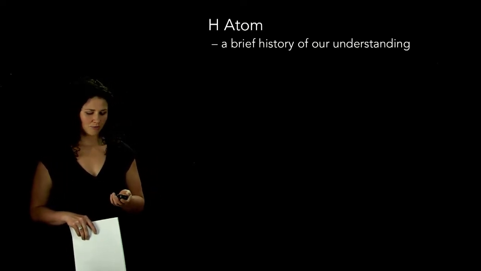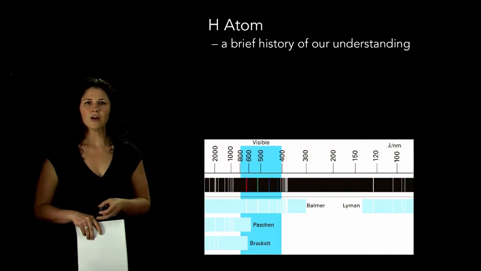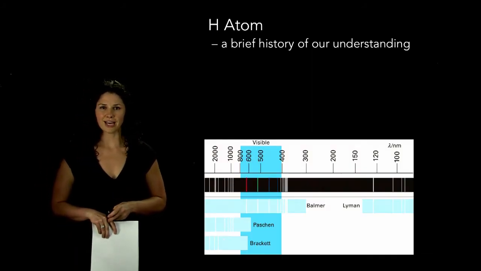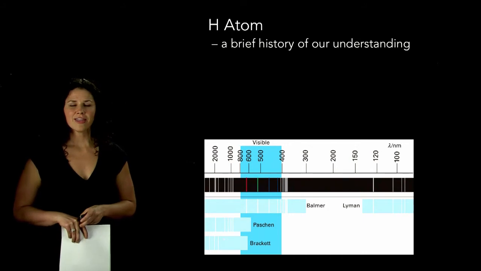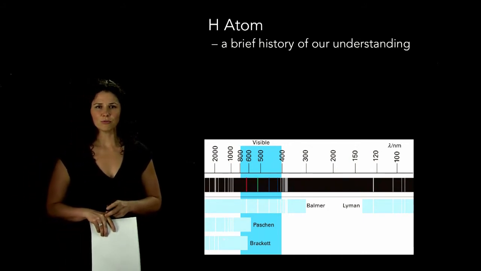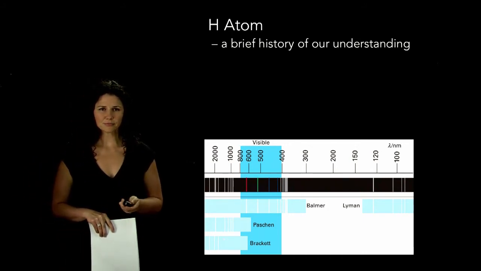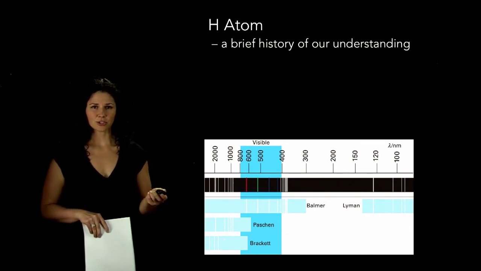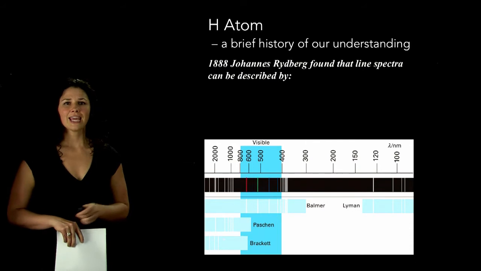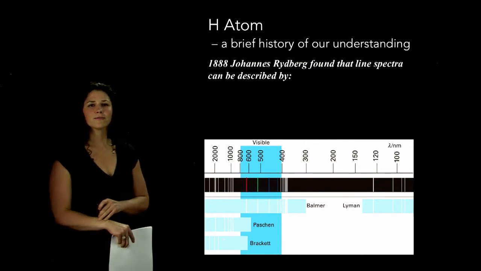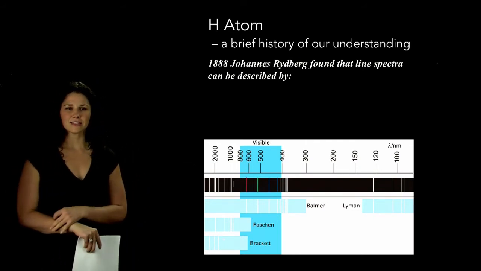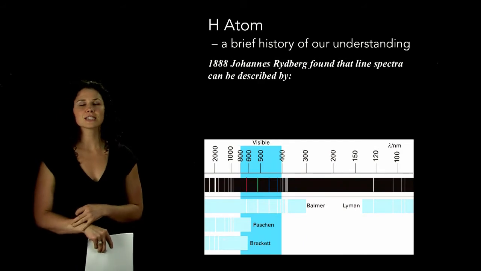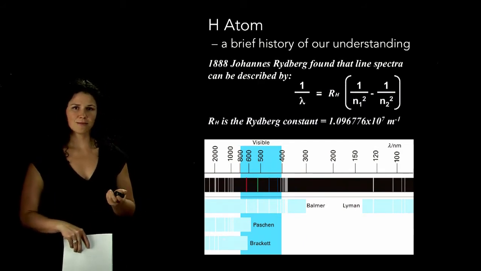And the first real observation that we had on the structure of a hydrogen atom was the line spectra that come when you burn hydrogen. And so here is what you would see for line spectra. And it was in 1888 that Johannes Rydberg first explained these line spectra, or at least he couldn't explain them, but he fit them to a formula.